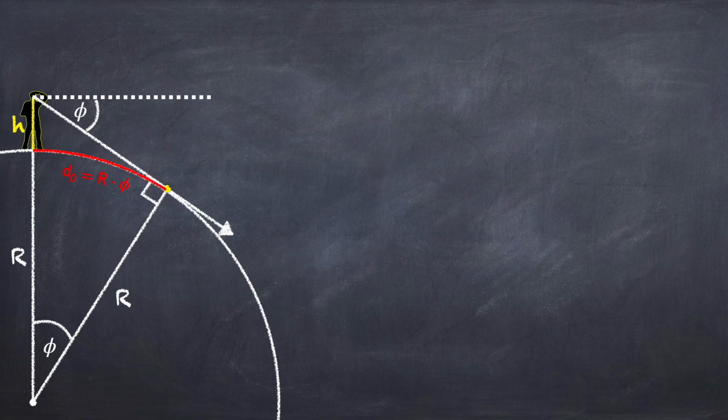And by the definition of an angle, this is equal to the radius of the Earth times phi. And we found that this was approximately equal to the square root of 2 times the radius of the Earth times the height of the observer. But it turns out there is a slight inaccuracy with this method. You see, this method implicitly assumes that light will travel from the horizon to your eye in a straight line. But actually, light doesn't travel in straight lines.